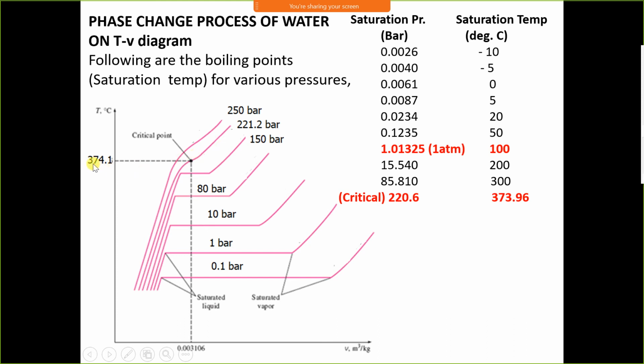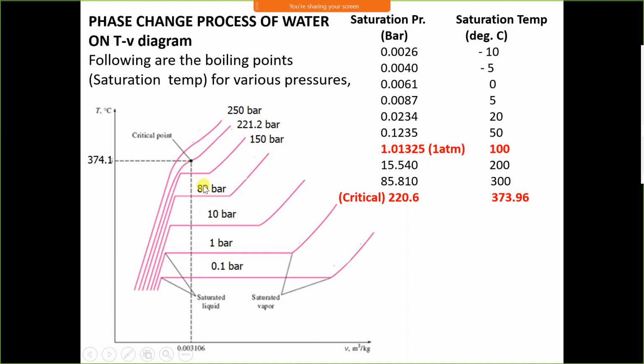The temperature has to be 374.1 degrees Celsius and pressure 221.2 bar. At this pressure and this temperature, water will directly convert into vapor. Above critical condition, the water and vapor phase coexist. This lower portion represents the water and upper portion represents the vapor. It will not boil and it will directly convert into vapor. This is a critical point.